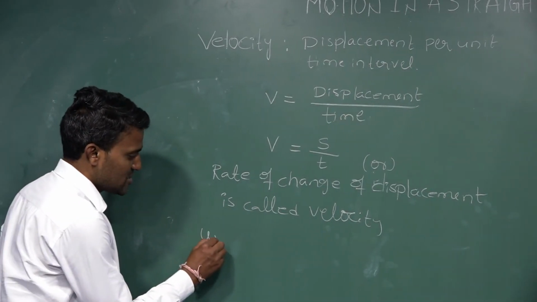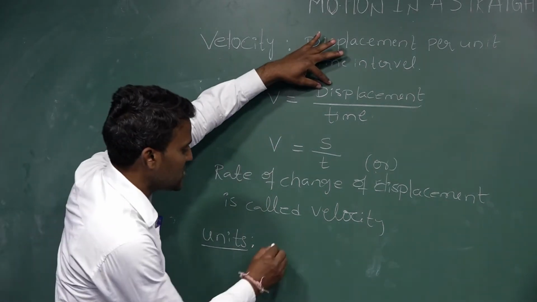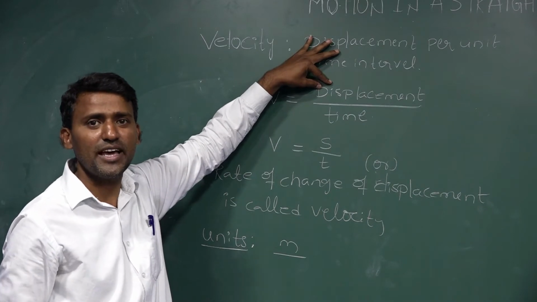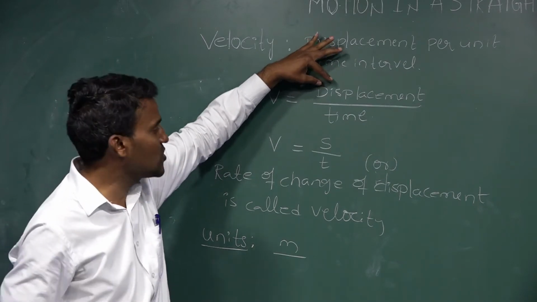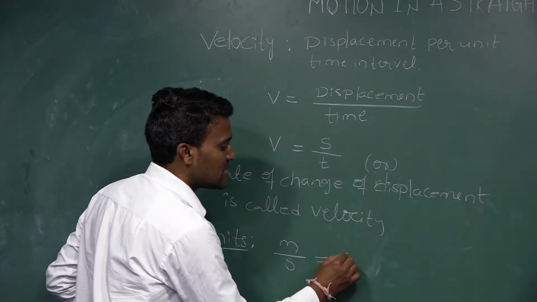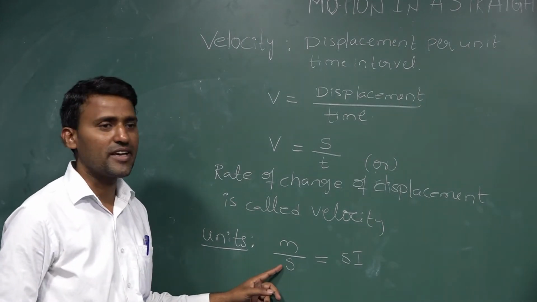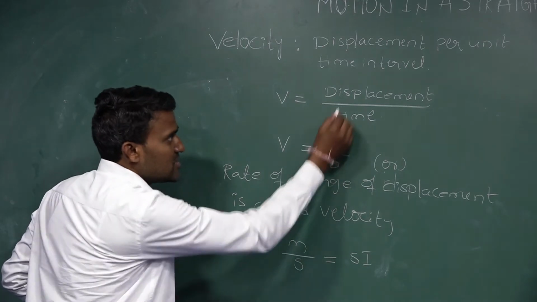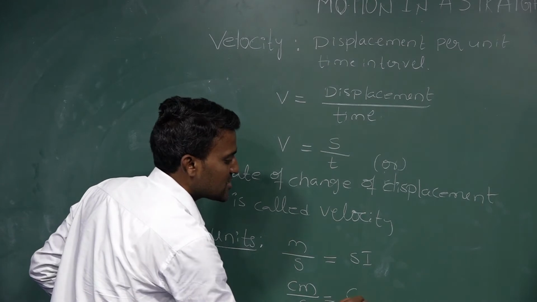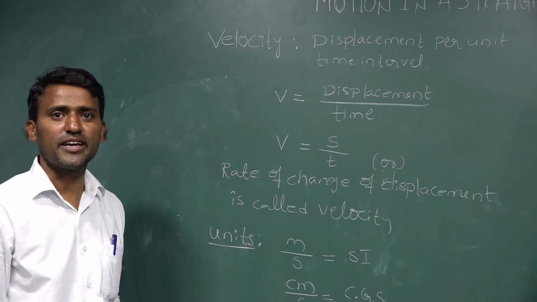And what are the units? Displacement is nothing but a length, so how can you measure the length? In meters, centimeters, kilometers. Here displacement is in meters and time is in seconds, so meter per second. It is the SI system. SI unit of velocity is meter per second. In the CGS system, displacement unit is centimeter, time unit is second, so CGS unit of velocity is centimeter per second.